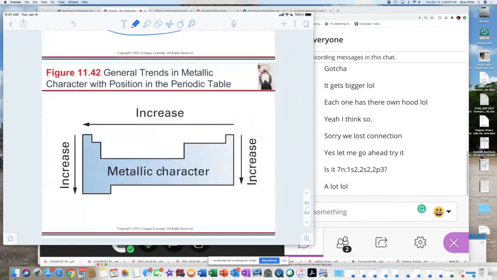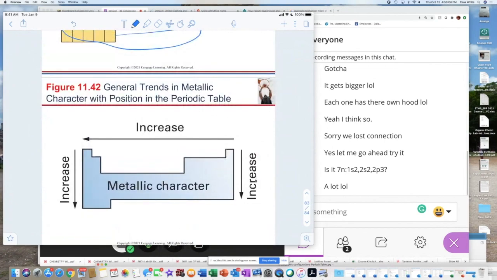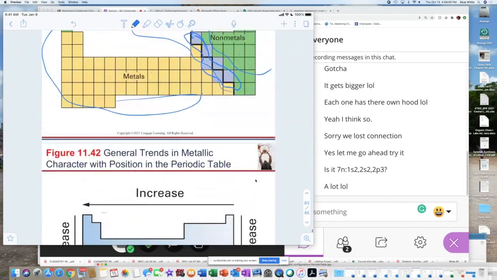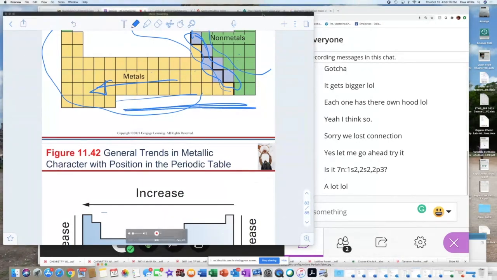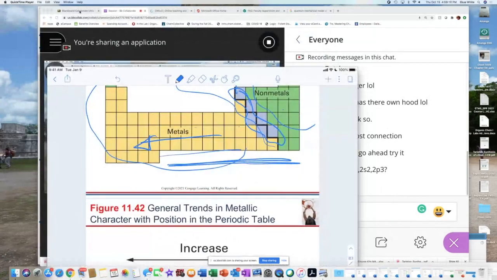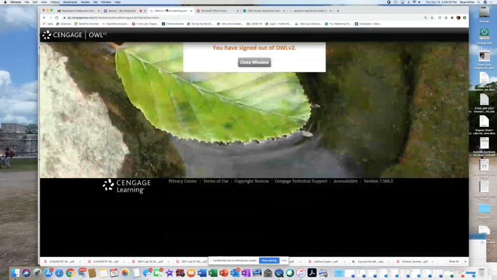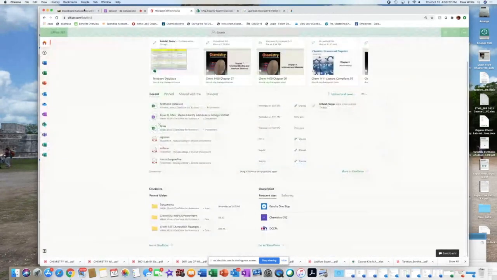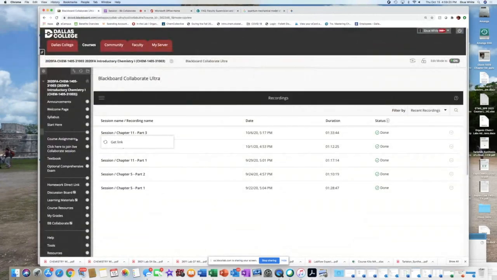This is just showing you how metallic behavior increases. Most of your metals are to the left of the periodic table, right? Just use this picture, it's a lot easier. I want to go ahead and apply some of this stuff because you took in a lot of information. Let's go to the homework.